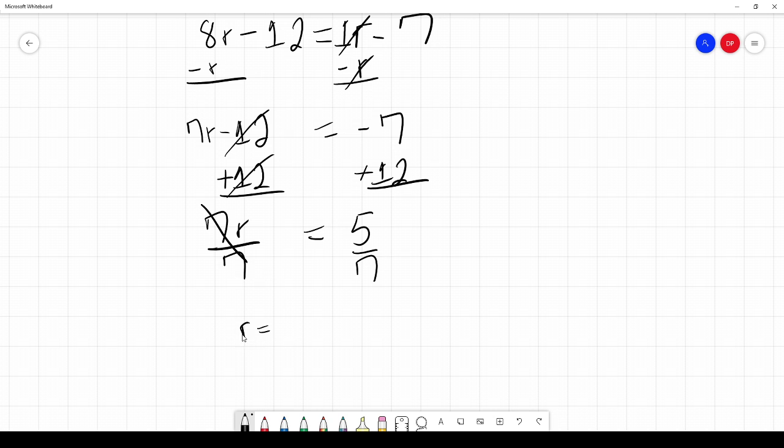7 divided by 7 is 1. 1 times r is just r. So r is 5 divided by 7.